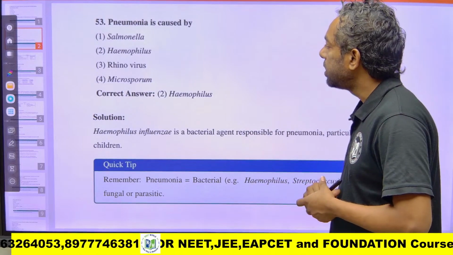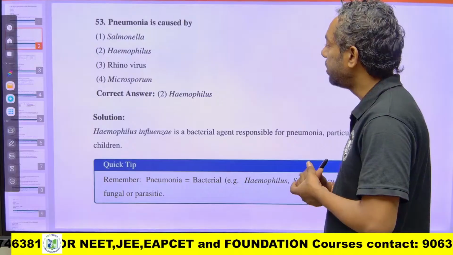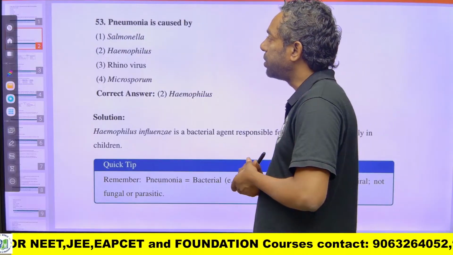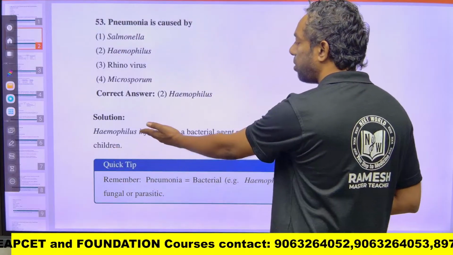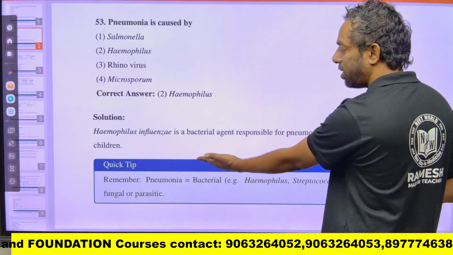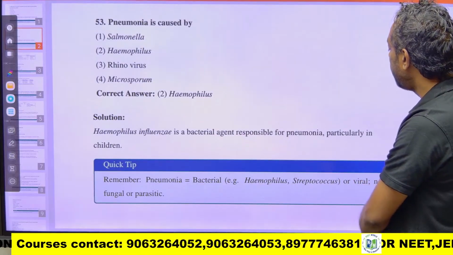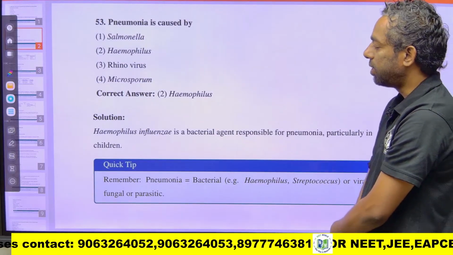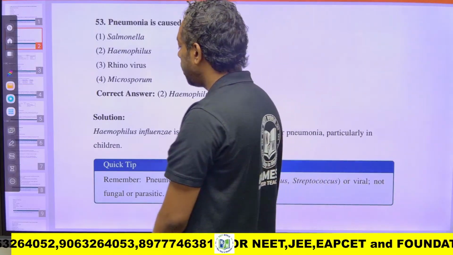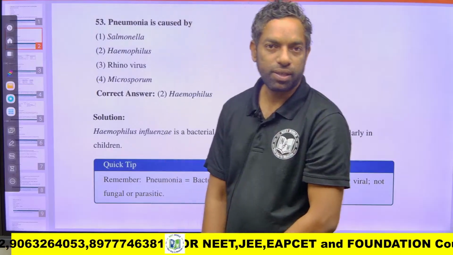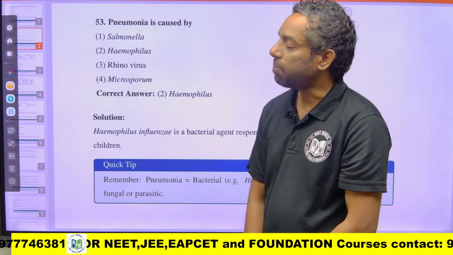Guys, this is the answer, Haemophilus influenzae. Haemophilus influenzae, that is a direct question which is coming from Human Health and Disease. Haemophilus influenzae is the bacterial agent responsible for pneumonia, particularly in children. Of course, a cold continuing for about 2 or 3 weeks comes under pneumonia. It is the bacterial disease.